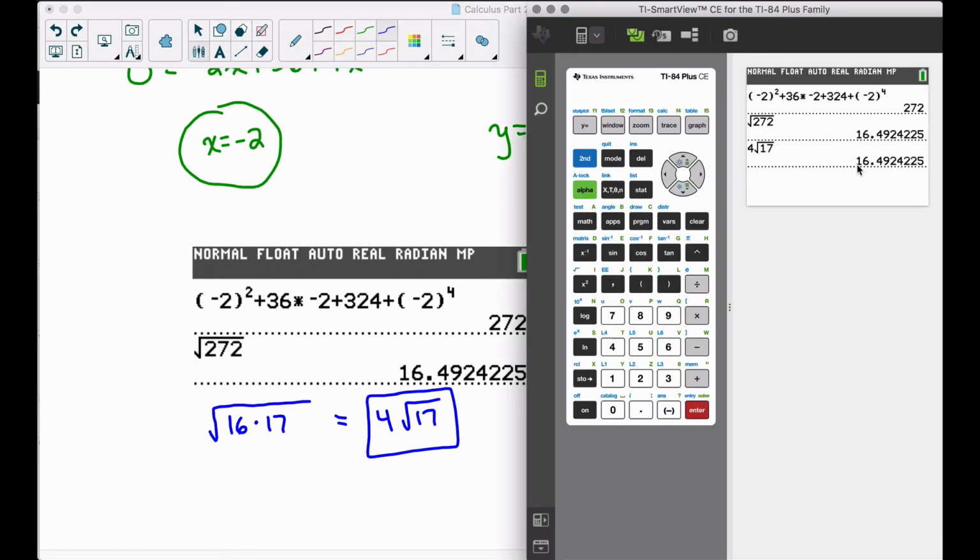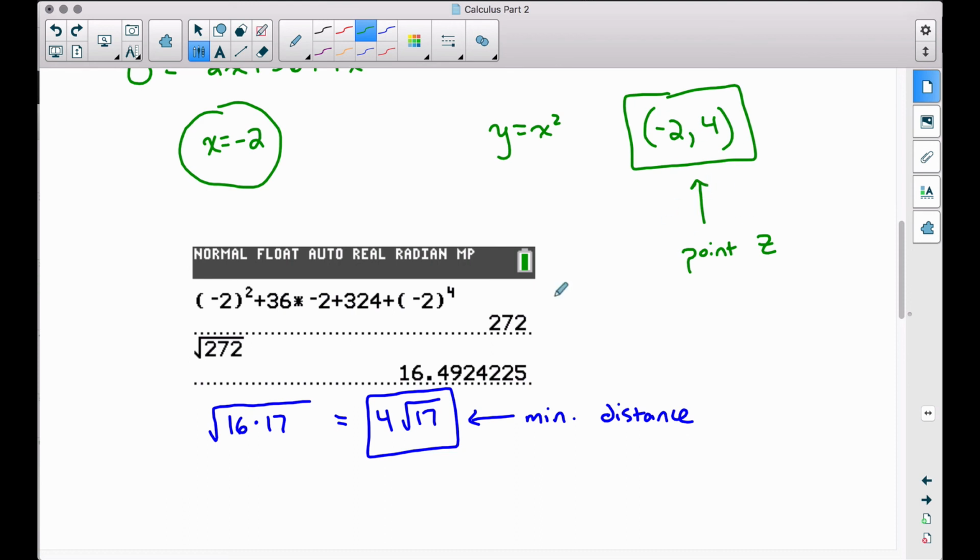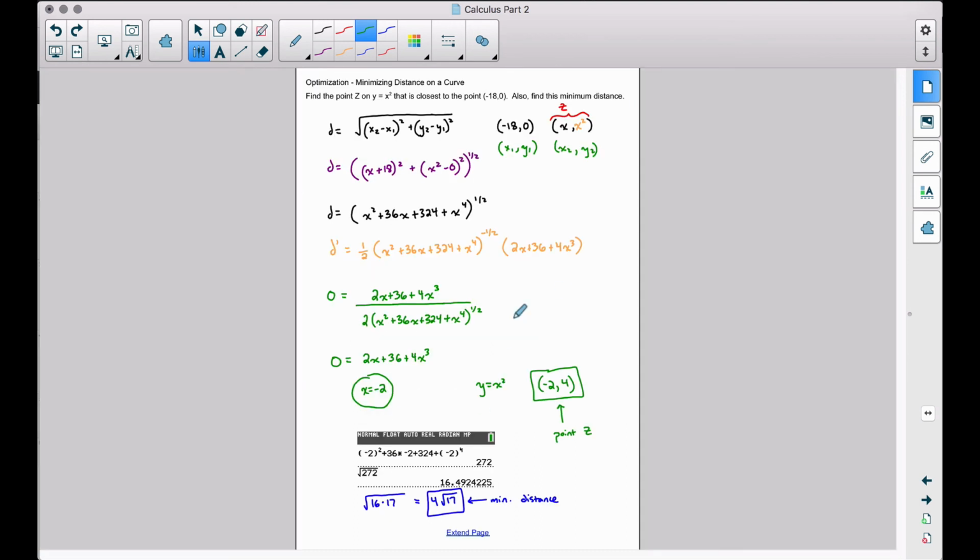And we can verify this in the calculator as well. Notice the square root of 272 is the same thing as 4 square roots of 17. So here's our point z, and here's our minimum distance. And there you have it, a very common optimization problem where you have to find some point that lies on the curve, and you want that point, in this case here, we called it z. You want to find the point on the curve that is closest to some other point that is not on the curve. And that's it for this video.